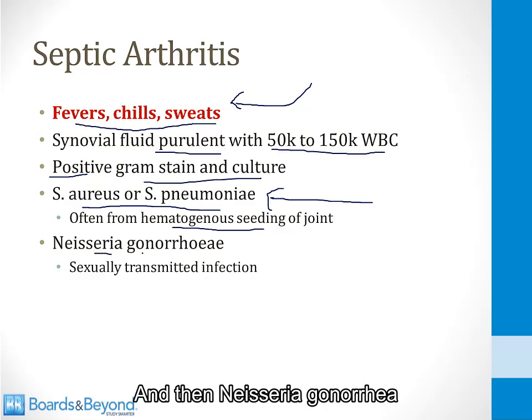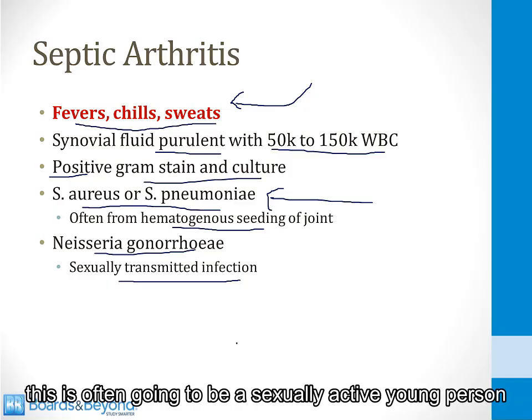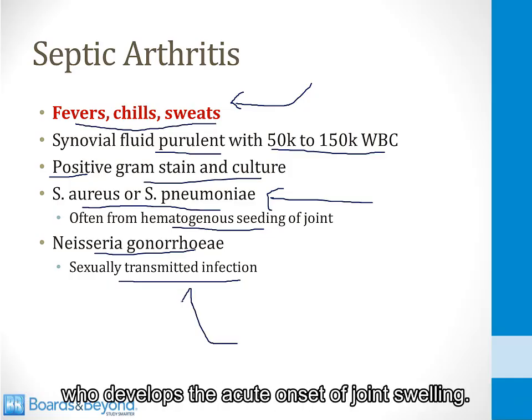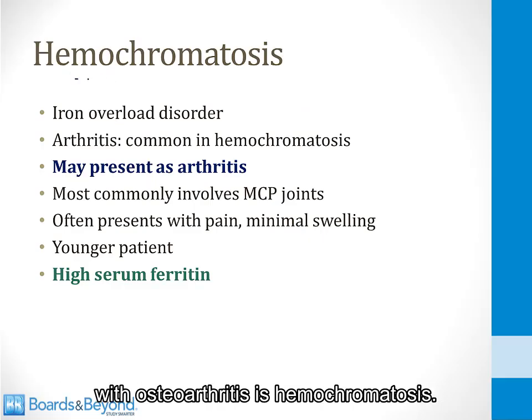And then Neisseria gonorrhea can also cause septic arthritis. As you may know, this is a sexually transmitted infection. So in a board question, this is often going to be a sexually active young person who develops the acute onset of joint swelling. The last disorder I'll mention that can be confused with osteoarthritis is hemochromatosis.